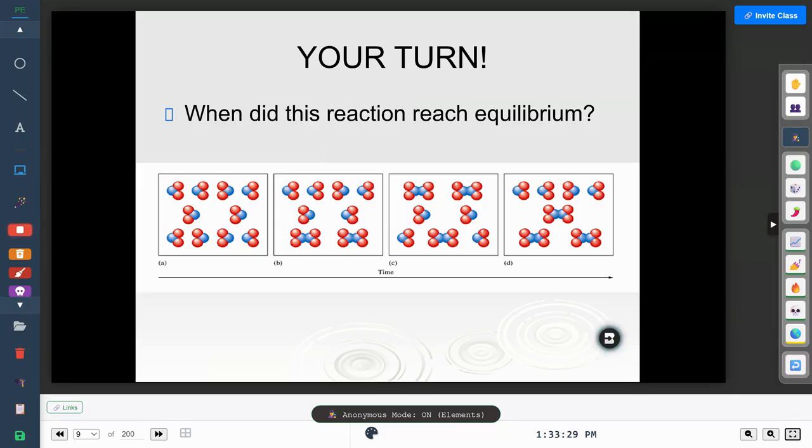Okay, so we saw this picture before, and I want you to look at that picture and raise your hand if you think you can tell me when we first hit equilibrium. We did this before earlier on in the year, but you might not remember it. Can you tell when we first hit equilibrium?